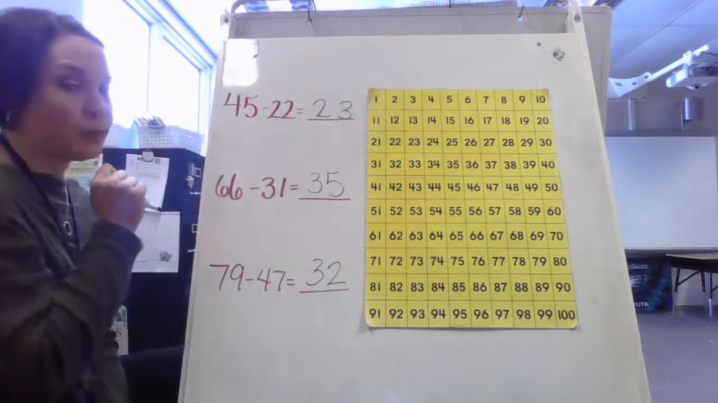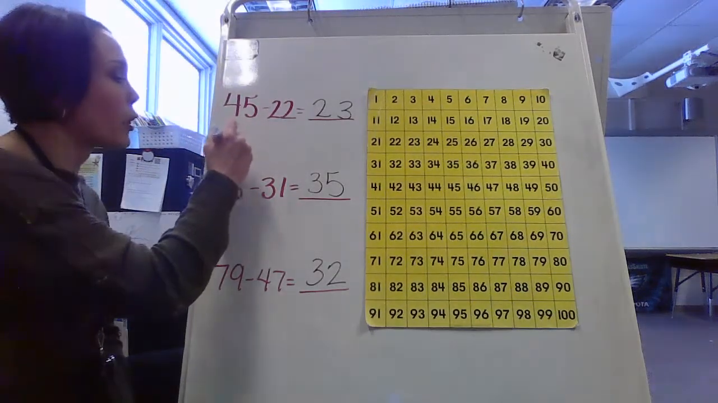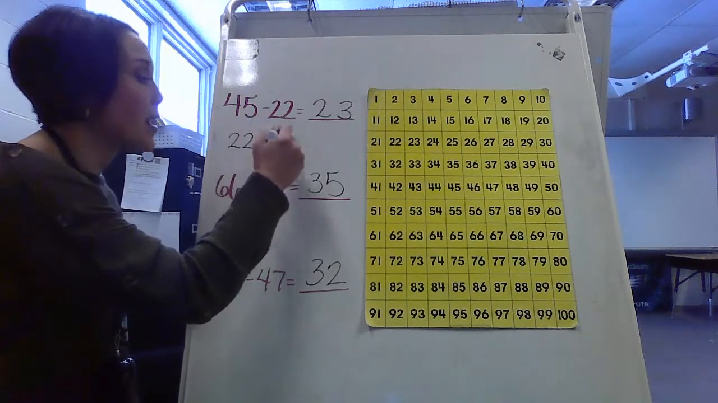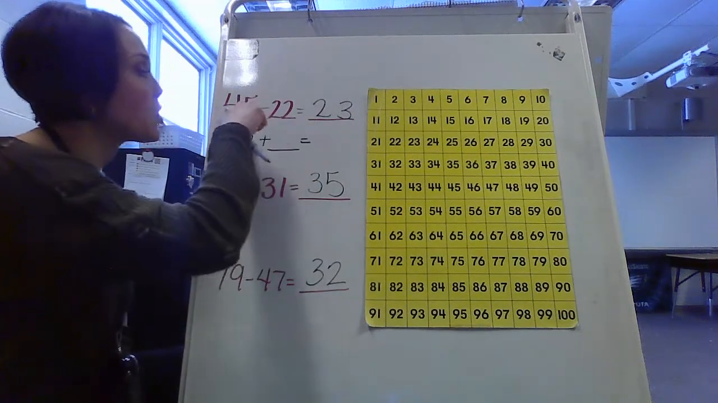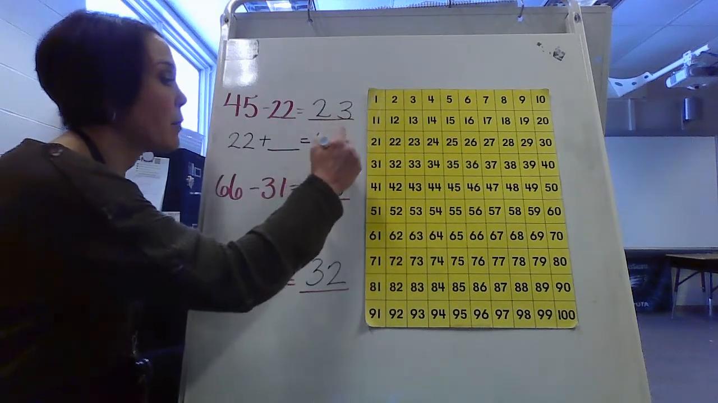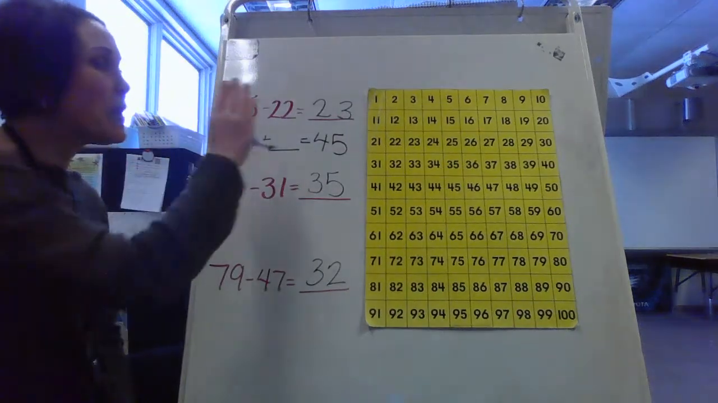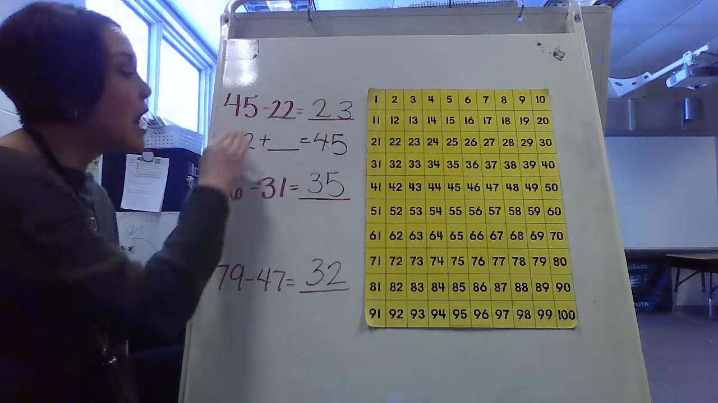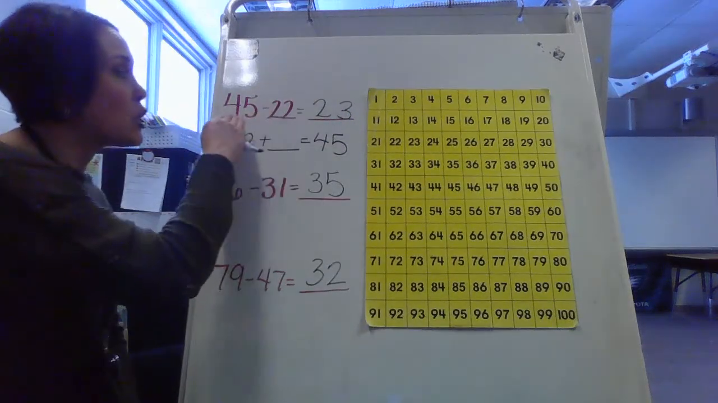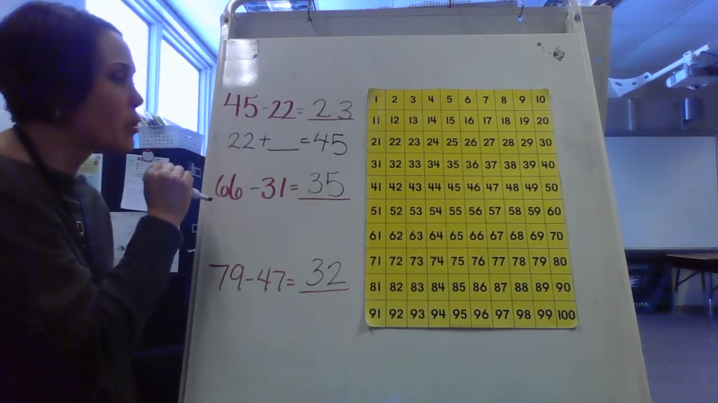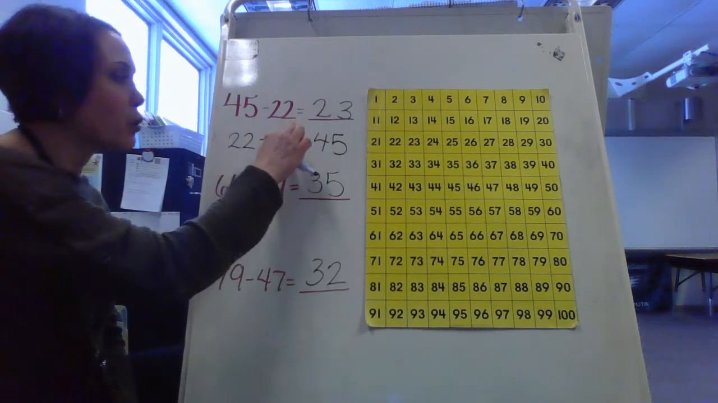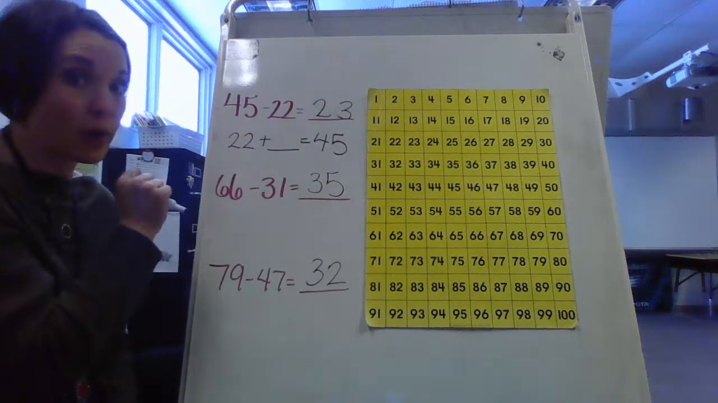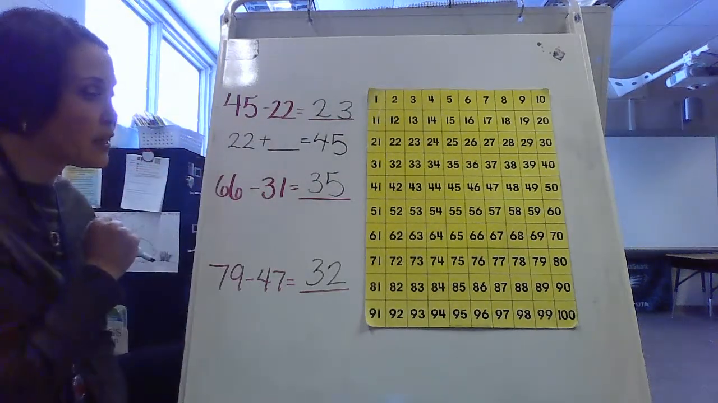So what I'm going to do is start with the lower number, which in this case is 22, plus what number is going to give me 45. I'm pretending initially that the answer really isn't there. I want to use the numbers that I do have in my subtraction number sentence to figure out what my missing number is, which essentially should end up as 23.